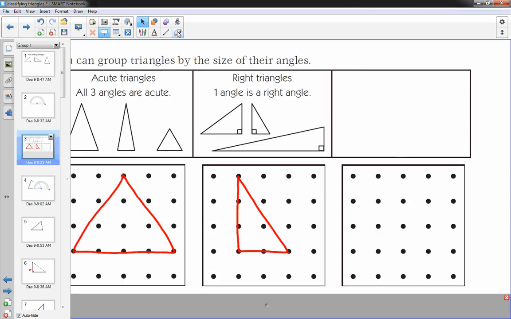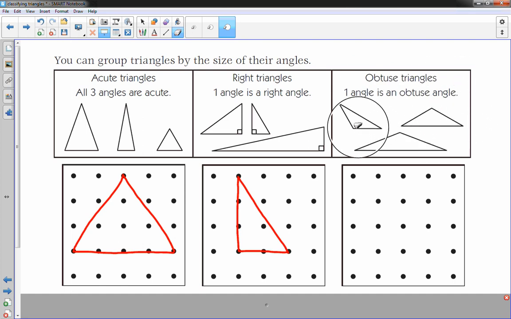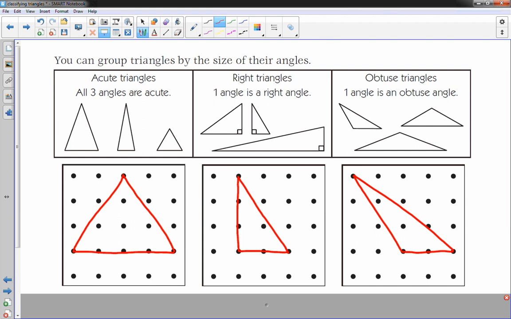All right, last but not least, we have obtuse triangles. And an obtuse triangle, one angle is an obtuse angle, meaning it's greater than 90 degrees. So if I were to draw one, it might look something like maybe like that. And that would be your obtuse angle right there. Let's see if I have one here that we can measure.